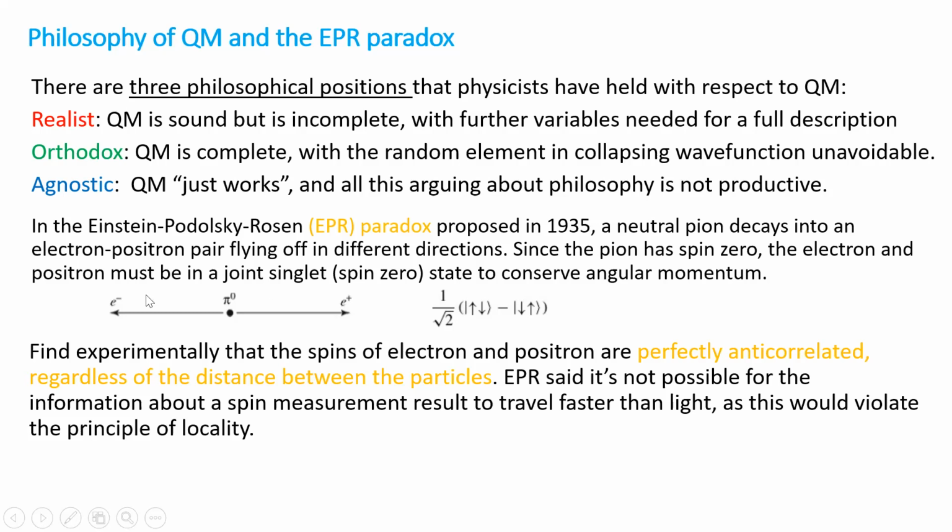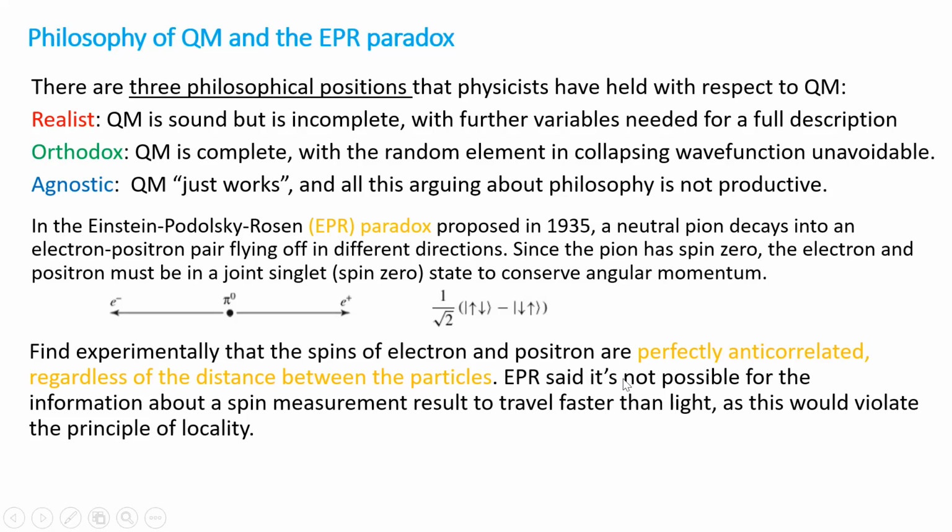If the electron is measured to be spin down, then immediately it forces the positron to be spin up to conserve this angular momentum, according to this singlet state here. So it seems as if, when we measure the electron and get spin up, the information that the electron is spin up is traveling instantaneously over to the positron, which then is forced to be spin down. And that was the crux of the EPR paradox.